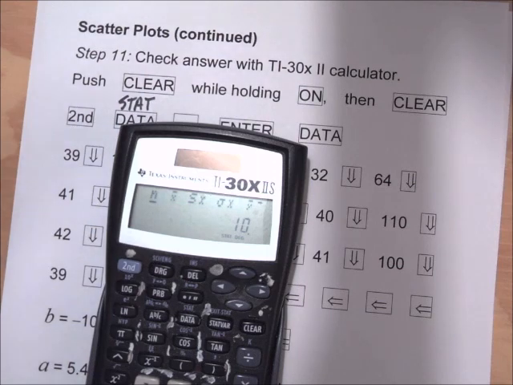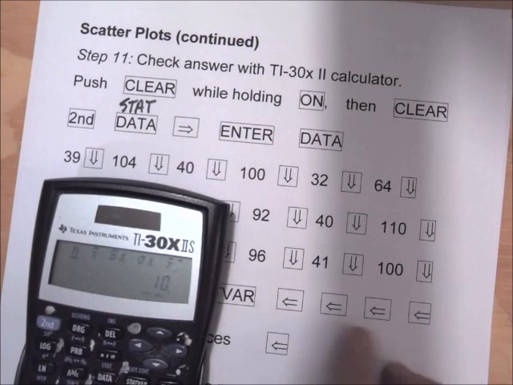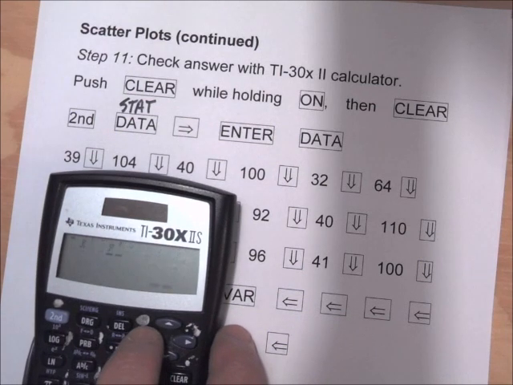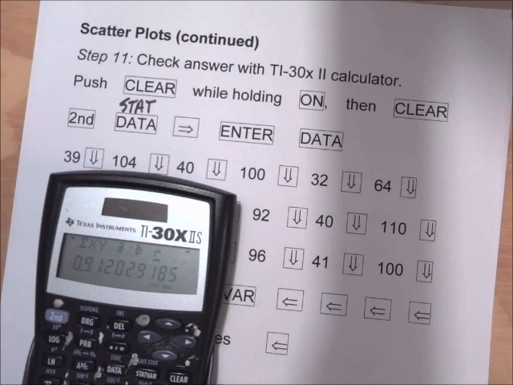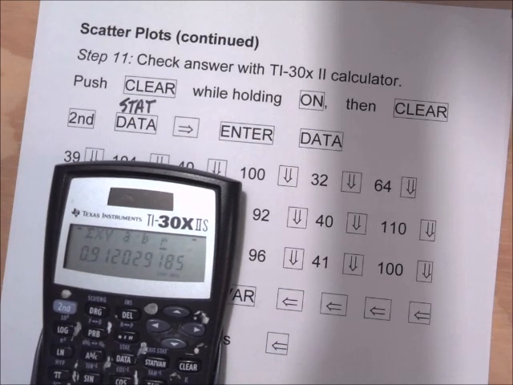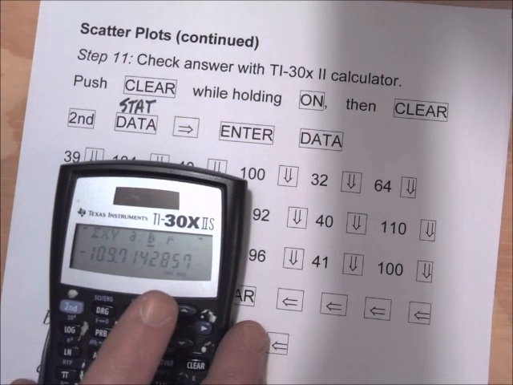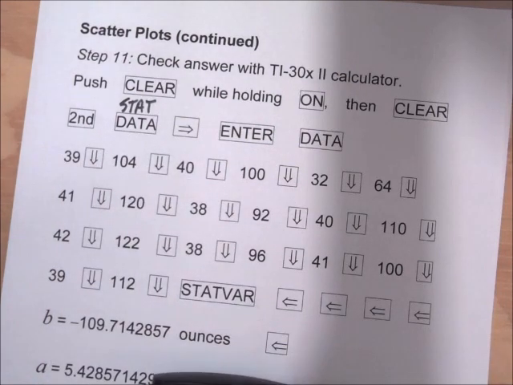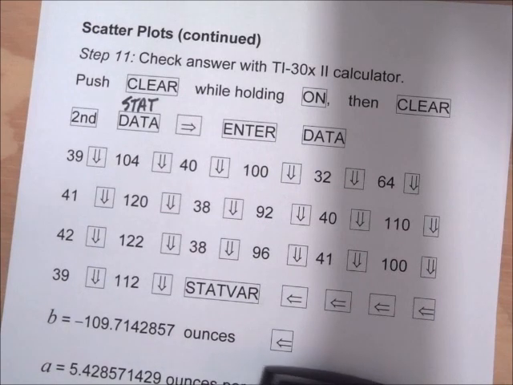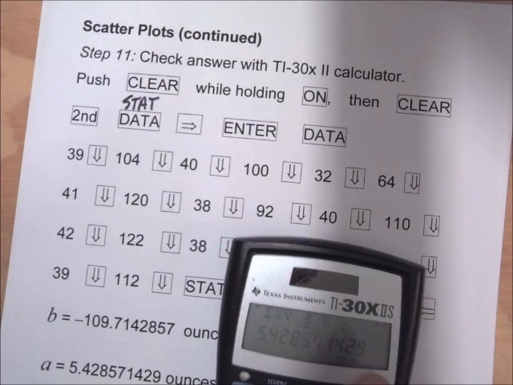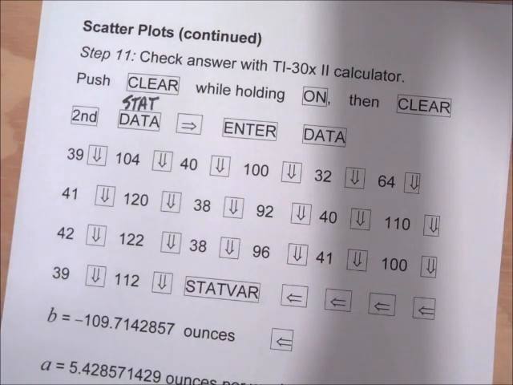It's a little bit quicker if you push the left arrow. If you push it 3 times, 1, 2, 3, that'll give you the correlation coefficient R is 0.9. It's very close to 1. And then you push it again, it gives you B, negative 109.7 something. That's very close to what we had eyeballing it. And then push the left arrow again, it gives you A, 5.42 something.